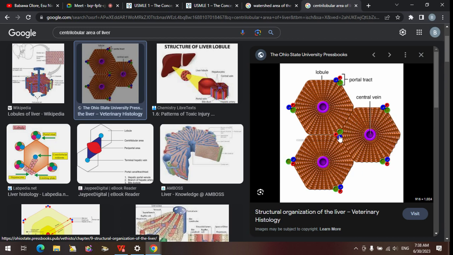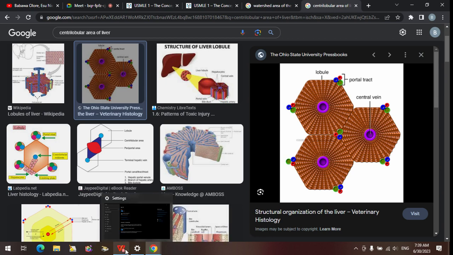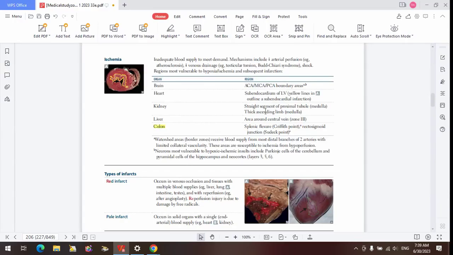Those ones are very close to the hepatic artery and the hepatic portal vein, so they'll be getting nutrients, blood, and oxygen. But it will take time for the oxygen to diffuse to the ones close to the central vein. So the centrilobular hepatocytes are the ones that will suffer ischemic injury first. Centrilobular necrosis. So that's why we are saying.